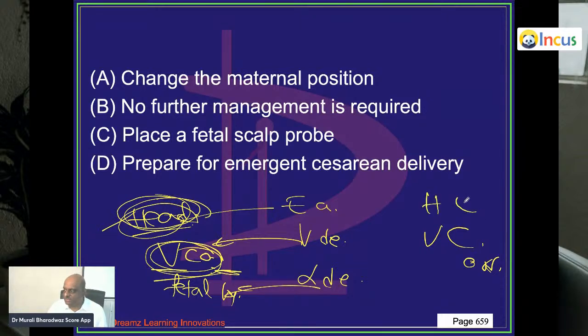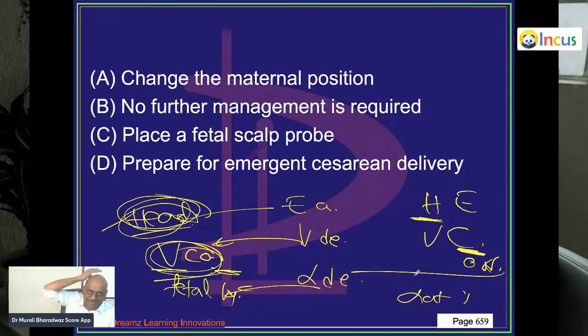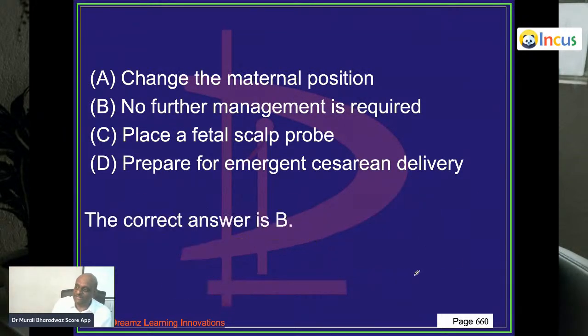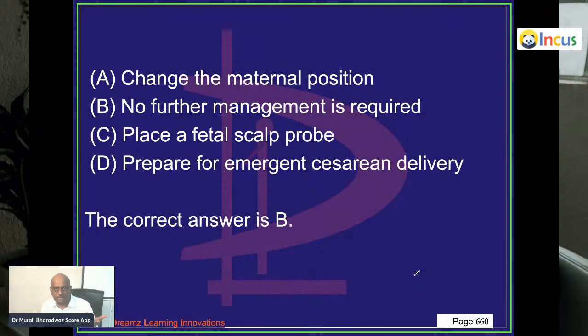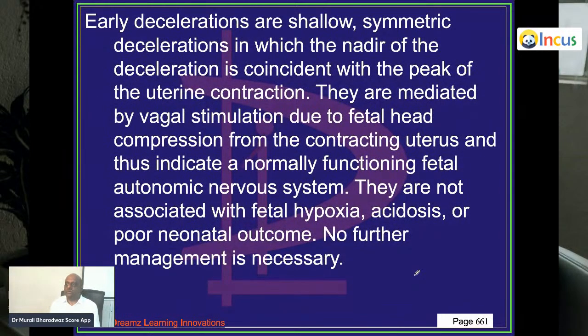Early deceleration is head compression. Variable deceleration is cord compression. What is left over? Late deceleration is fetal hypoxia. Fetal hypoxia, the fetus will die and it will become late. Late means he died, no. So late deceleration means you are already late, fetal hypoxia, the fetus is going to die. Don't tell that to the patient. She will kick you. So no further management is required for the head compression, is what you need to remember.